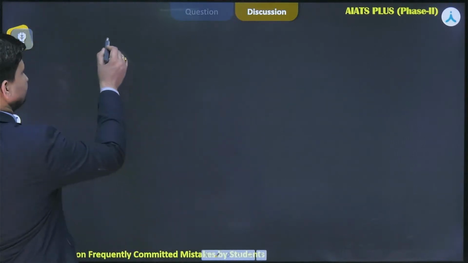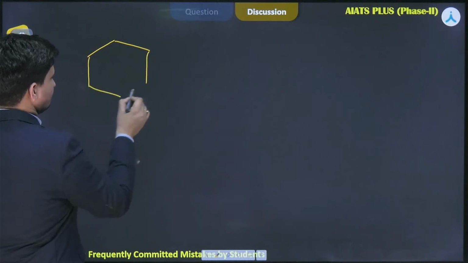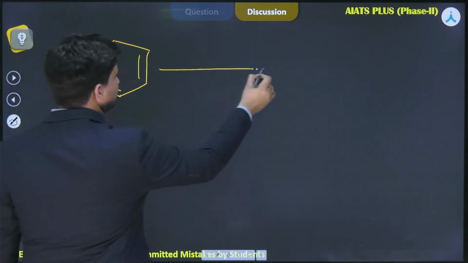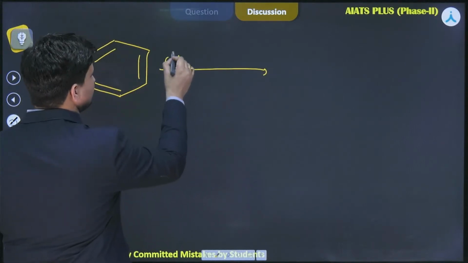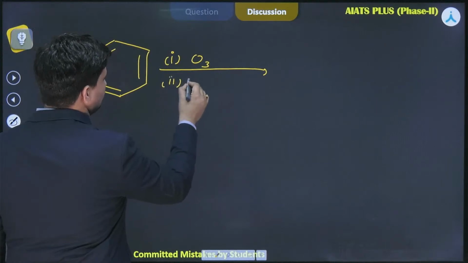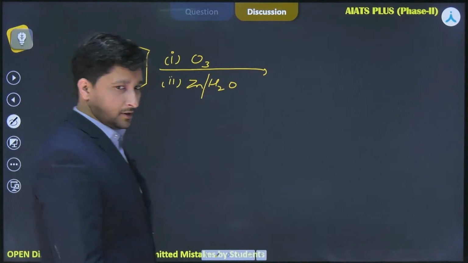We have benzene. And first of all, if it is allowed to react with ozone, second, zinc and H2O, what will be the product formed here?